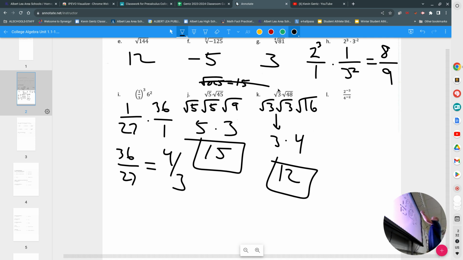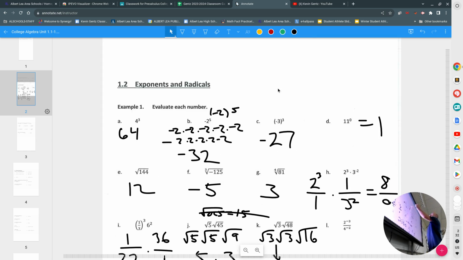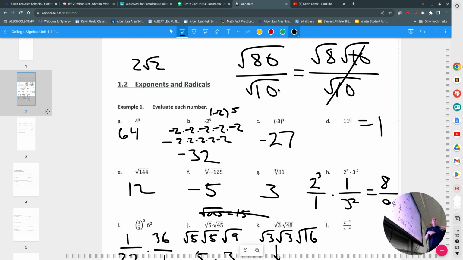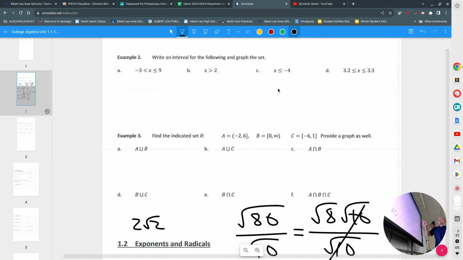I'll do one more for you so you can just kind of understand. Suppose you had something like this, say the square root of 80 over the root of 10. Well, you can just divide that up into the square root of 8 times the root of 10 over the root of 10. What happens? Those just cancel, right? It reduces to the root of 8, which is just 2 roots of 2. So there's ways of navigating the roots.